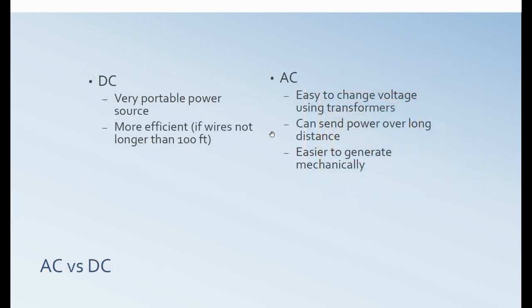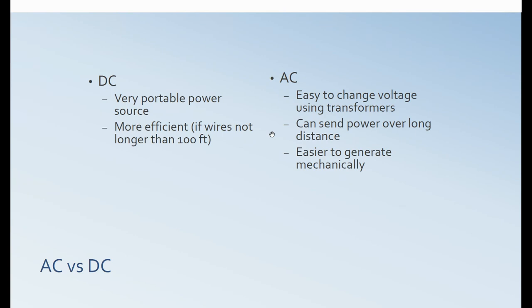So when we compare AC versus DC, each has some advantages and some disadvantages. The main advantage to DC is that it's a very portable power source, so we can take it with us. We have flashlights, and batteries in our cell phones, and all these things that we can take with us, and we don't have to worry about taking a plug along, as long as our battery has a charge. Direct current is also the most efficient up to a distance of about 100 feet. Once we get wires longer than 100 feet, the efficiency drops off quite a bit.